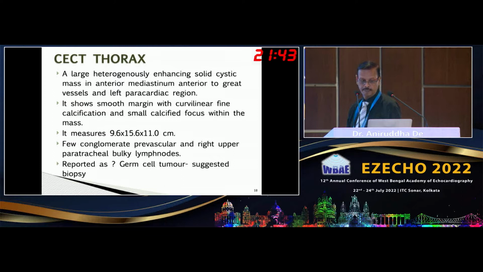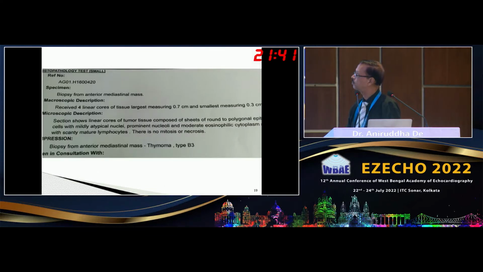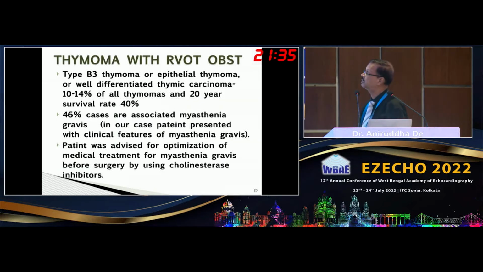Well, we did the biopsy, and this is the biopsy report. This is thymoma type B3. Very interesting fact about that: type B3 thymoma, or epithelial thymoma, are well-differentiated thymic carcinoma. They are 10 to 14% of all thymomas, and the 20-year survival rate is 40%. 46% are associated with myasthenia gravis.